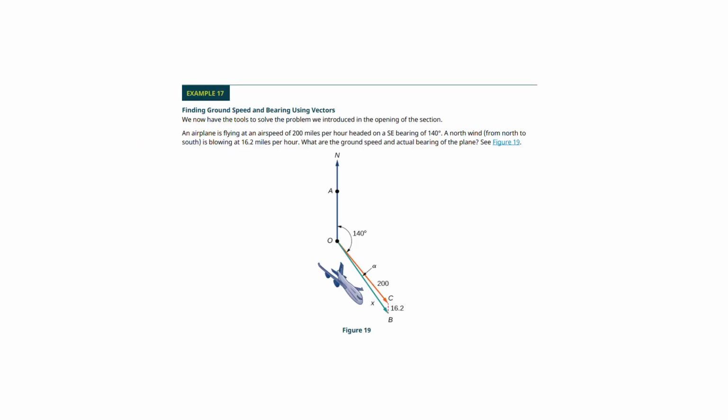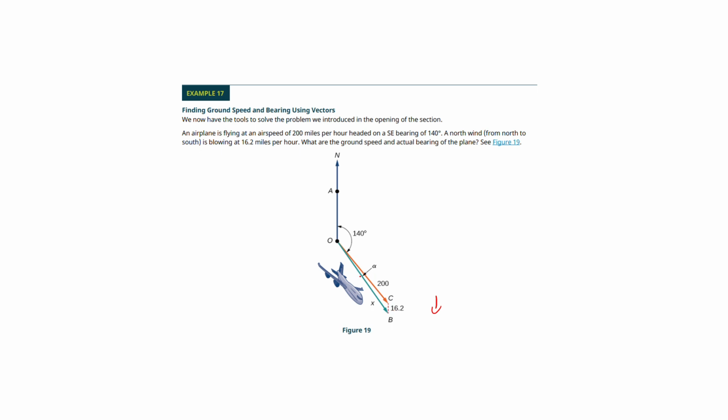Okay, now there's one crazy word problem here. I thought about skipping this, but I'll just take you through it real quick. Here's what they're saying. A plane is heading 140 degrees from north. He's heading this way, and he's going at 200 miles an hour. But there's a wind pushing him. Wind is coming down at 16.2. So the wind is pushing him.